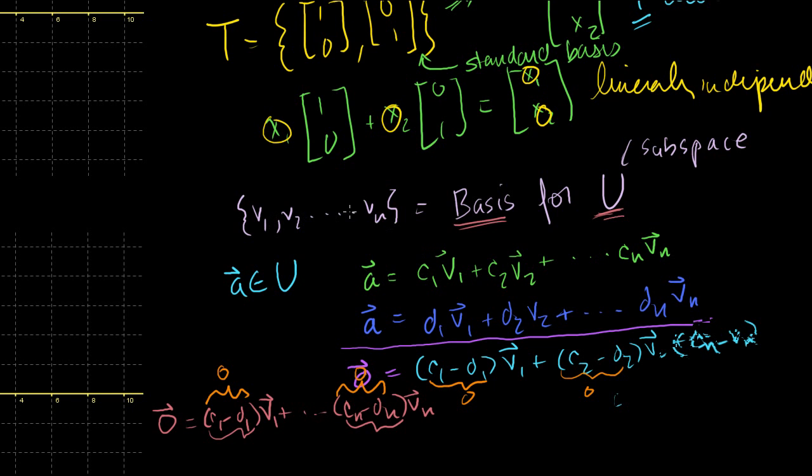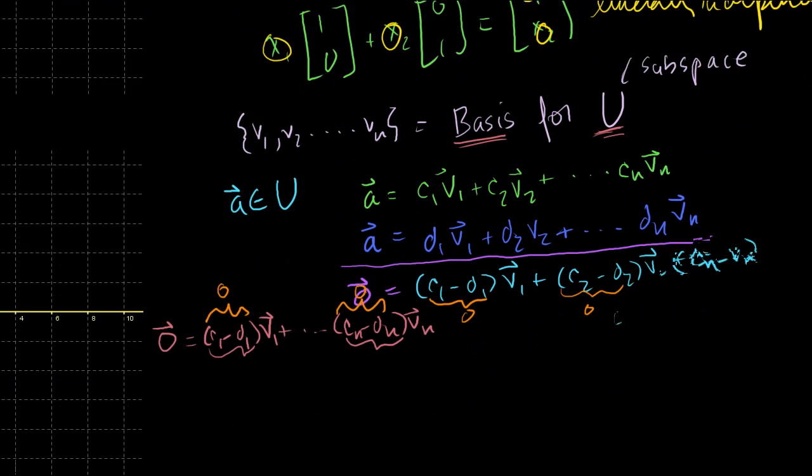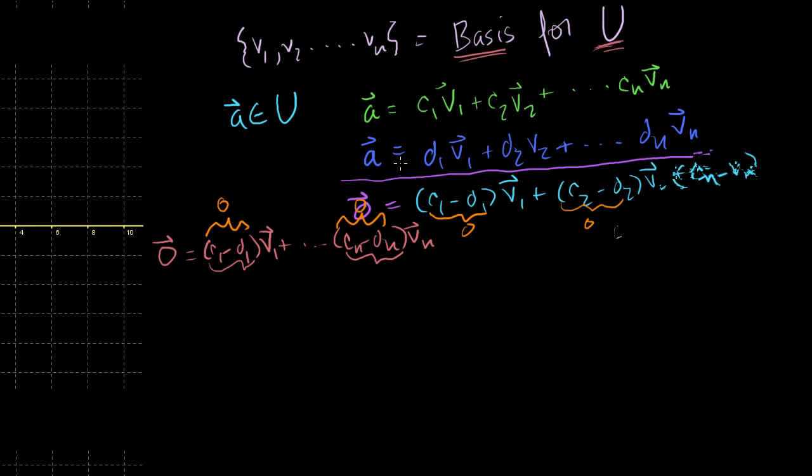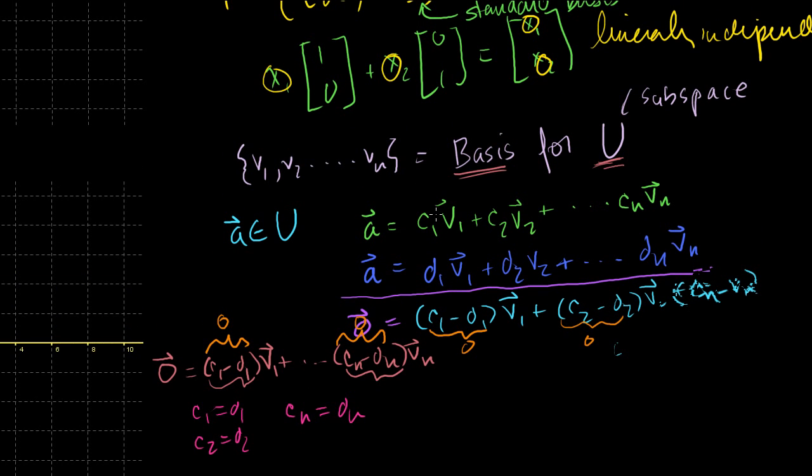And we know that this is a linearly independent set. So if all of those constants are equal to 0, then c1 is equal to d1, c2 is equal to d2, all the way to cn is equal to dn. So by the fact that it's linearly independent, each of these constants have to be equal to each other. And that's our contradiction. I assumed they're different, but the linear independence forced them to be the same. So if you have a basis for some subspace, any member of that subspace can be uniquely determined by a unique combination of those vectors.